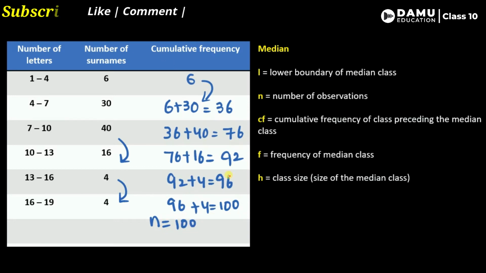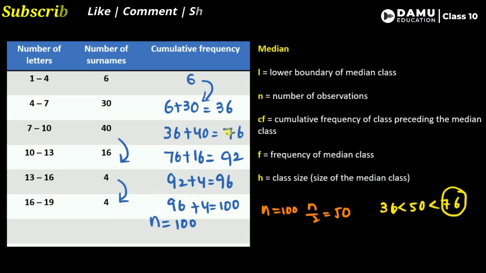So n is equal to 100, then n by 2 is equal to 50. The range we have to select is 36 less than 50 less than 76. As I told, we have to go for the bigger one than 50, so 76 we have to select. So 76 is the median class, 7 to 10 is the median class, and 40 is the frequency. So f is equal to 40, the median class is 7 to 10, then 36 is the cumulative frequency.